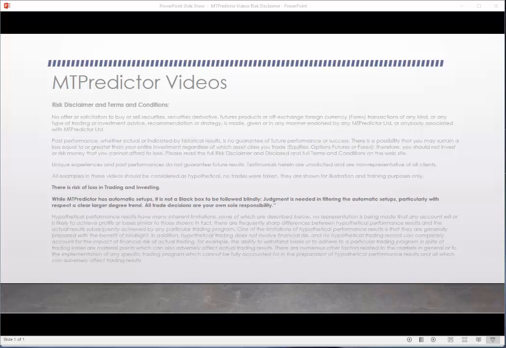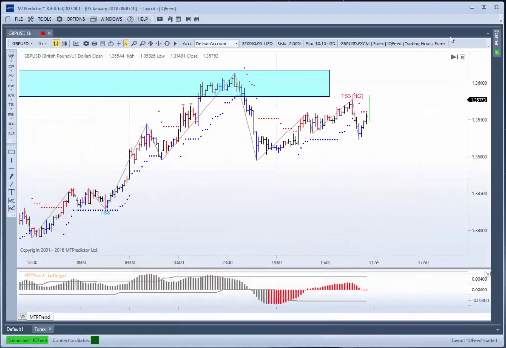In part 2 of this series on the Holy Grail sell on the 1 hour British pound, I want to follow up and show you how this trade unfolded. But before we get onto this, just remind you there's a risk of loss in trading and investing. It's always important to know and understand, and more importantly accept, that losses can and will and do happen. So let's go and have a look at the chart.